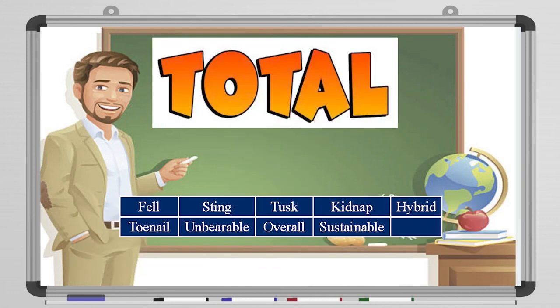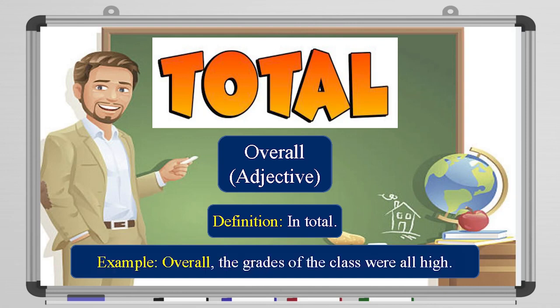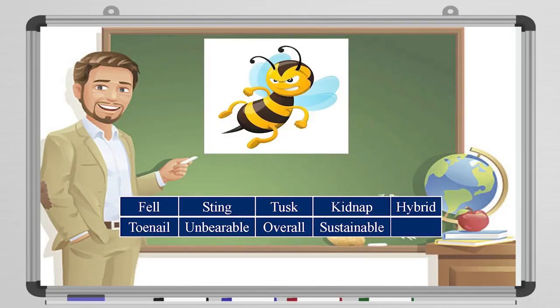So total, in total. So what is the word that best describes in total? It is, of course, overall. Overall is an adjective and it means in total. So for example, overall the grades of the class were high. So in total the grades of the class were high. Did you get that one? I'm sure you did. Let's look at the other question or the other picture.